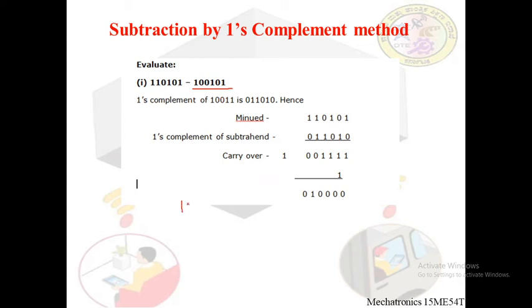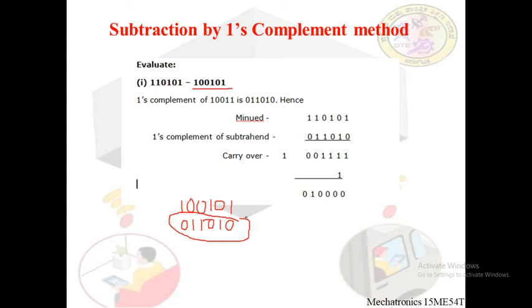Let us try to find out the ones complement. 1 0 0 1 0 1. So this changes to ones complement by replacing zeros with 1 and ones with 0. 1 is written as 0, 0 is written as 1, 1 is written as 0, and 0 becomes 1, 1 becomes 0. This is the ones complement of the subtrahend.